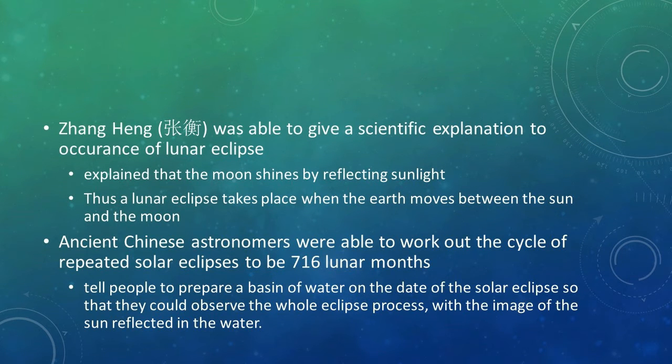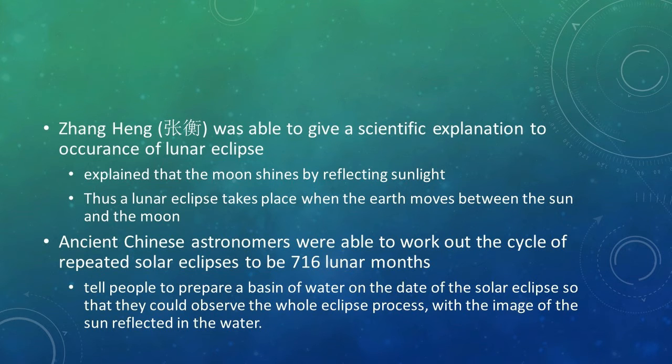And people at that time were already quite scientific. Zhang Heng already knew that the moon shines at night because of the reflection of the sun. He was able to explain that the lunar eclipse happened because the earth moves between the sun and the moon, blocking the light. And the ancient Chinese astronomers were able to work out these cycles. Every 716 months, you will see a solar eclipse.